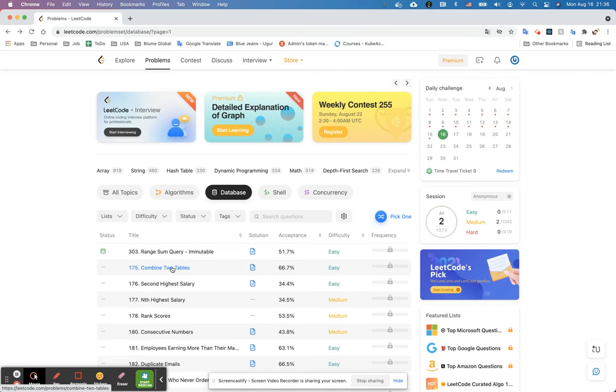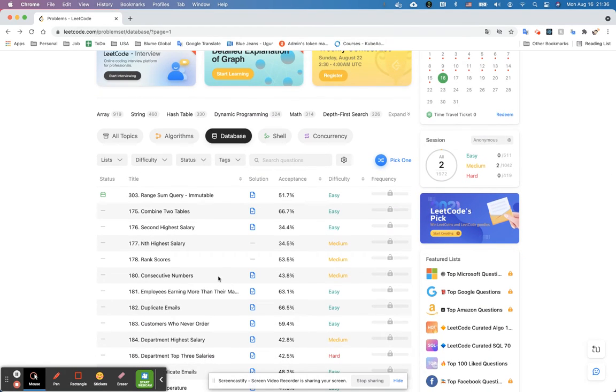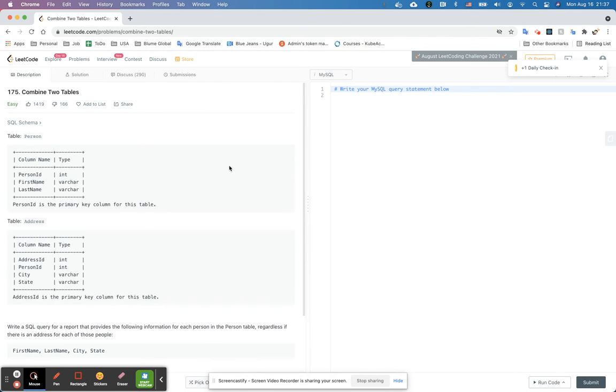So, we are starting with combining two tables for databases. This series includes all the easy database questions, and first of all we are dealing with combining two tables. Okay, combine two tables. Let's see what the problem is.